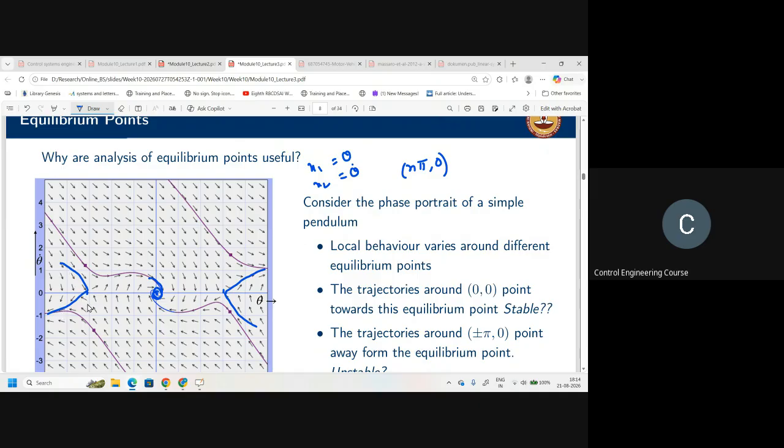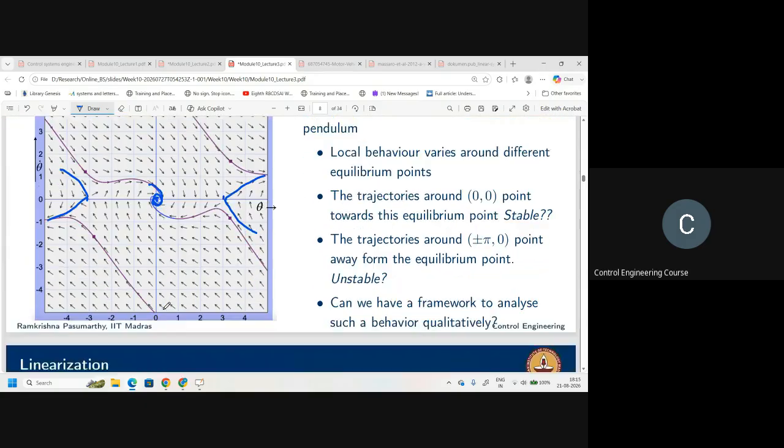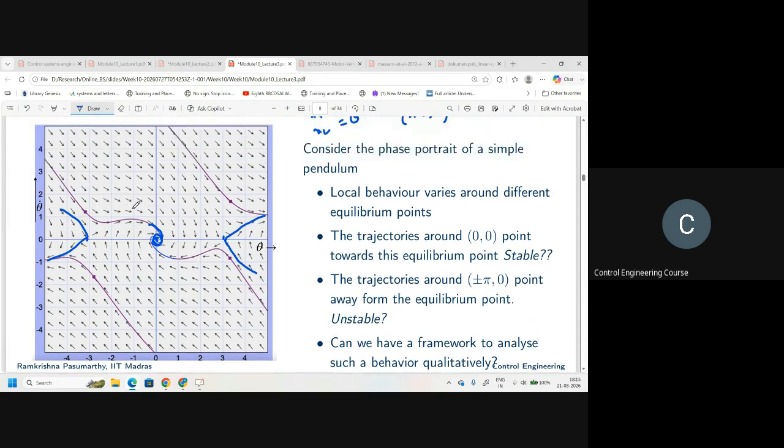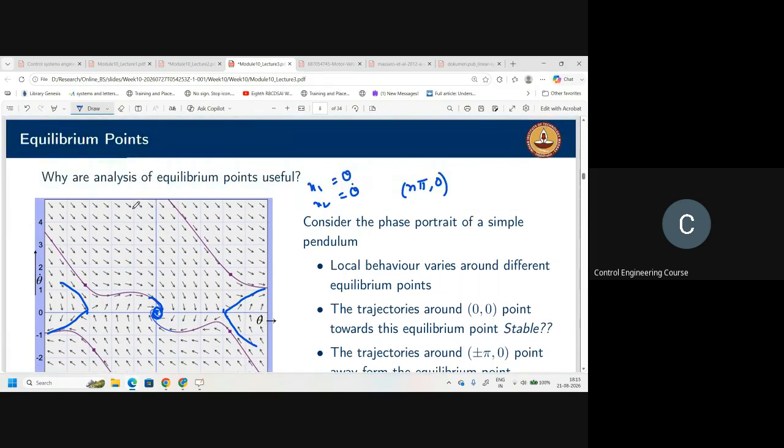So this will tell you about the system. Suppose you find three equilibrium points, and one is stable and the others are unstable. What we do is take the stable equilibrium point, linearize around that one, and design the controller. In that way, it will help you find whether this equilibrium point is stable or not. How do you find whether this equilibrium point is stable or not? We will see that later.